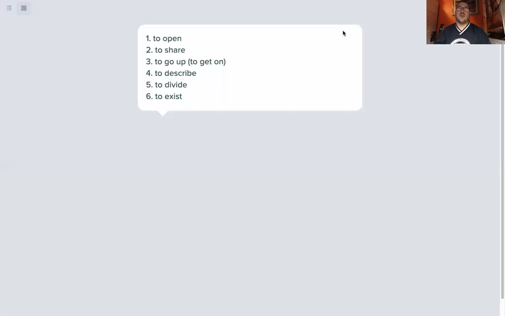Okay, here are the correct answers. Abrir means to open. Compartir means to share. Subir can mean 2 different things depending on the context. Subir can mean to go upstairs or to get on, like to get on a roller coaster. Describir means to describe. Dividir means to divide, like in math. Existir means to exist, which is what we're all trying to do during this time.